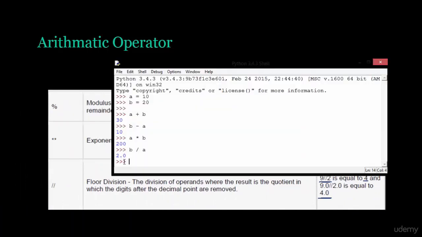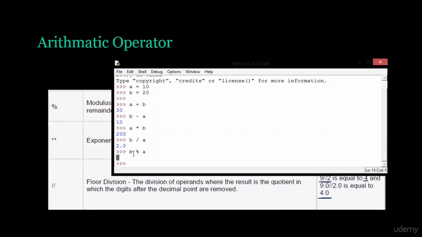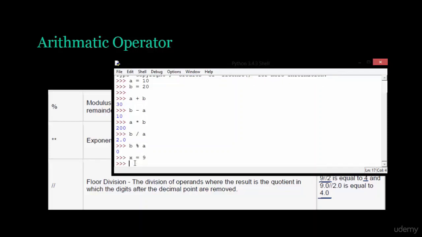And here, if I type B modulus A, this will give us 0 because B is divisible by A. Let's try another example of modulus. X equal to 9 and Y equal to 4. If I type X modulus Y, this will give us 1 because 9 contains 2 fours and the remainder is 1. This is what we mean by modulus, the remainder.